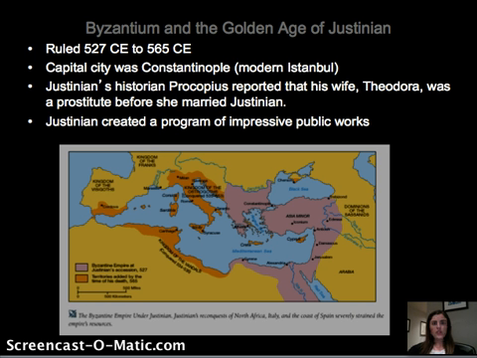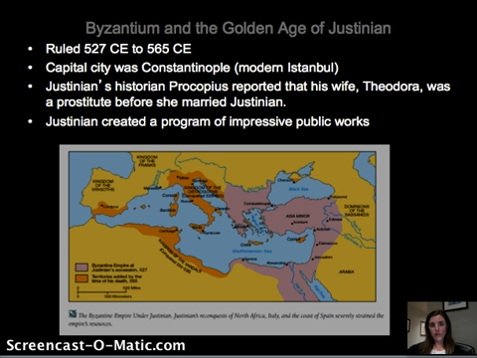In the Golden Age of Justinian, he ruled from 527 to 565, so we've moved quite a bit forward. The capital city, Constantinople. You can see that he did expand the empire quite a bit, going west here, and this is of course very expensive. It costs a lot of money, and so he's trying to take over areas that have been taken by groups like the Vandals, the Ostrogoths, other groups. So he's trying to retake land that had previously been part of the Roman Empire.